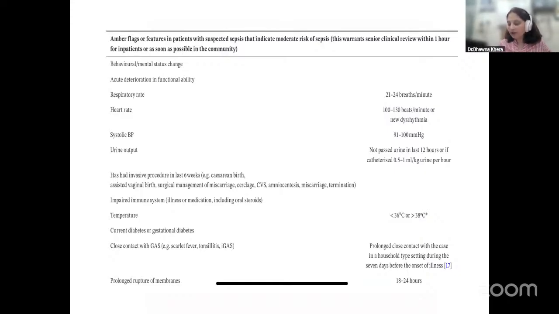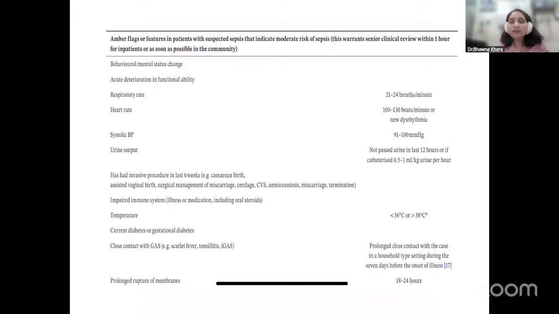So let's talk about the amber signs. In the amber signs, this is basically the moderate risk for sepsis. These patients, you don't initially have to start with the Sepsis 6 protocol, but they need senior clinical review within 1 hour for inpatients, or as soon as possible in the community. So amber patients will require the review, while the reds will require directly starting the sepsis protocol.